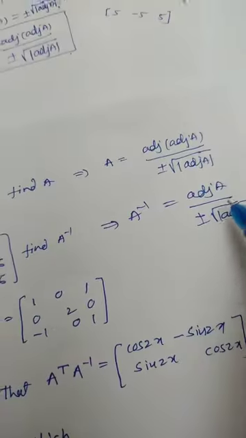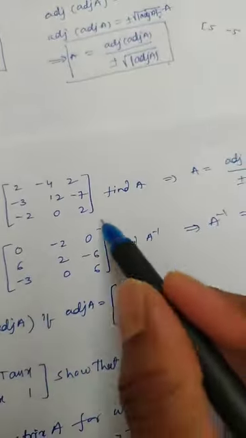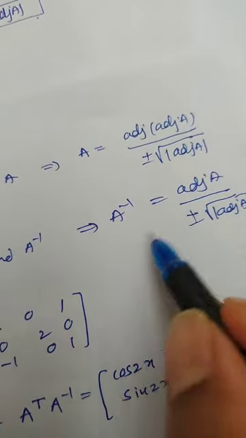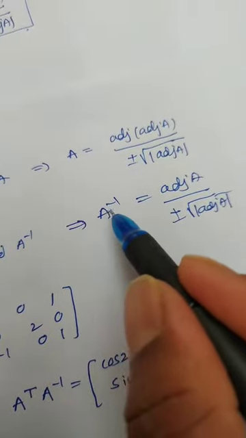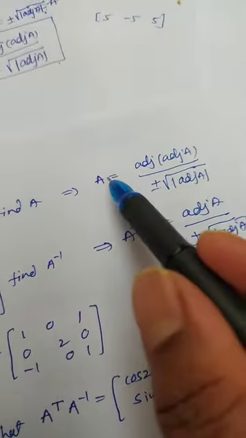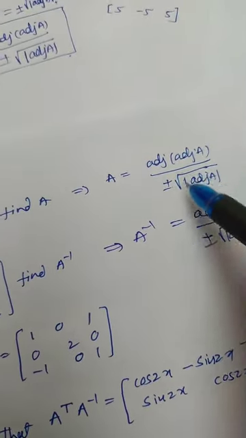Already adjoint A is given, no? So keep the same matrix. Just find the det of this matrix, then keep it in the denominator. Automatically you can find A inverse. So A inverse is easy to find. And to find A, we have to find adjoint of adjoint A. Then after the det of adjoint A, you will get A.